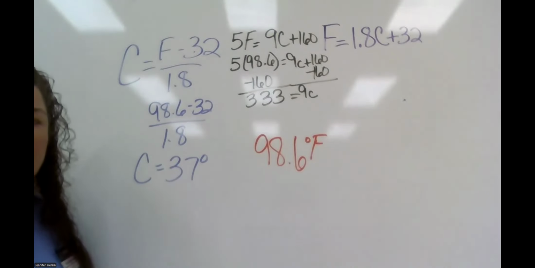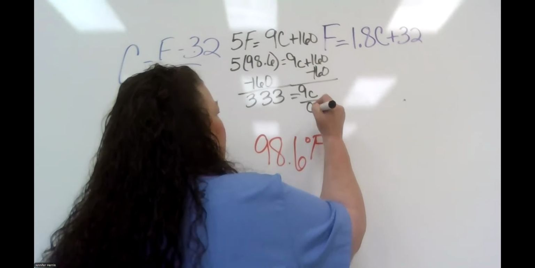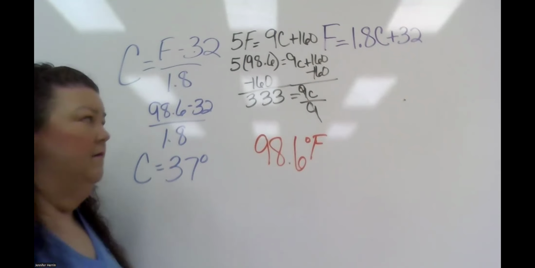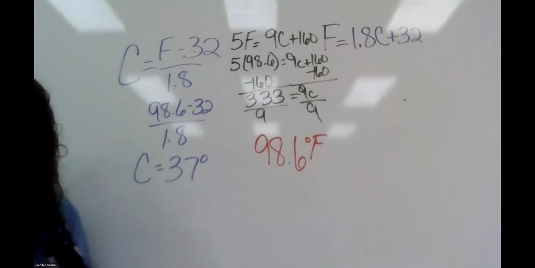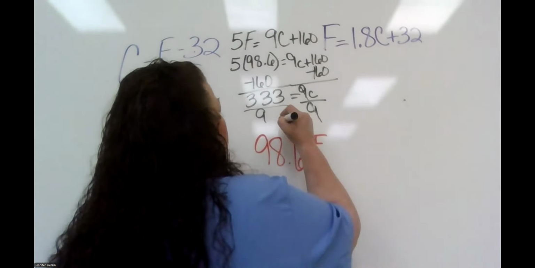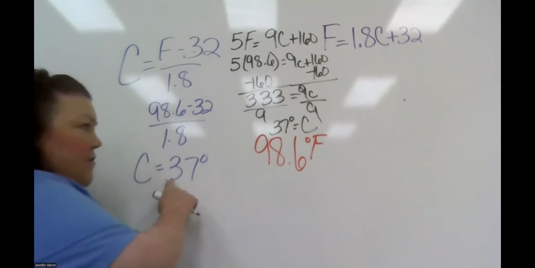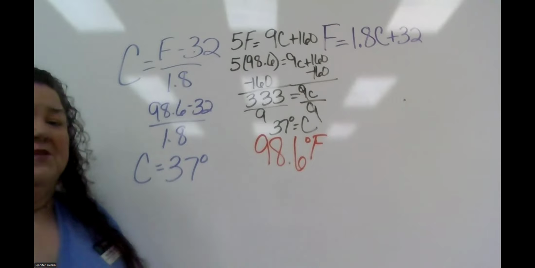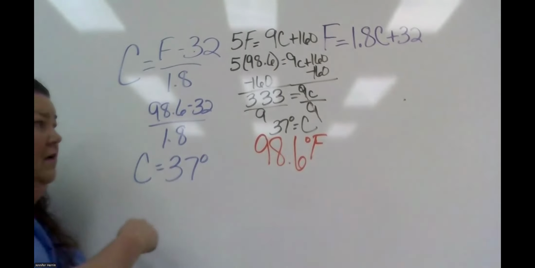And it is currently equal to the 9C. It is being multiplied to that C, so I need to divide to get rid of the 9 to isolate the C. And because I did that on one side of the equal sign, I have to do it to the other side of the equal sign. And so when I divide 333 by 9, I get the same answer I got over here. 37 degrees equals Celsius.